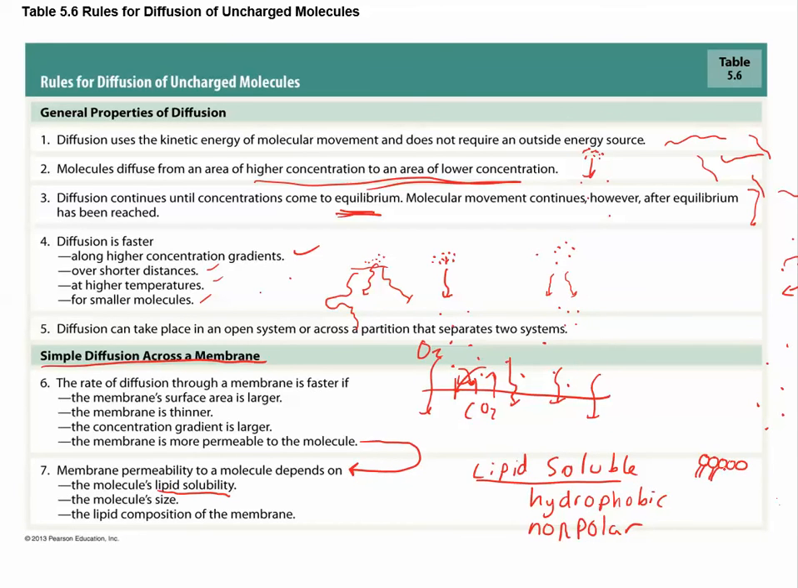So if this is our lipid bilayer, something that is nonpolar isn't going to interact with these polar head groups. So if it's polar, it's going to bounce off. Meanwhile, if it's nonpolar, there's no electrical activity, and so it's going to diffuse right through, as long as it's small enough. Which is where we get into the molecule size and the lipid composition of the membrane. Membranes have different compositions, and depending on the composition of the membrane, how much cholesterol there is, for instance, how many different types of sugar moieties, that is going to change that.